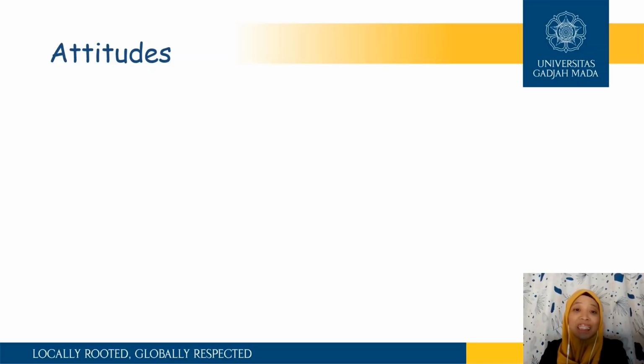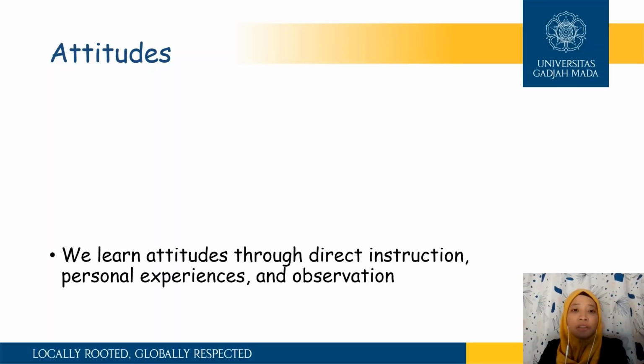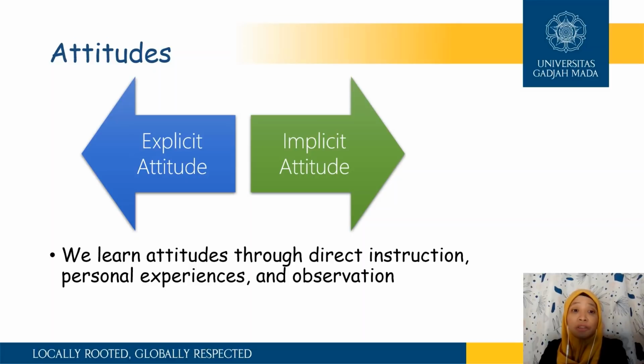Next is attitudes. Attitudes are basically any of our opinions about something, about a particular thing. There are explicit attitudes and there are implicit attitudes. The explicit attitudes are the attitudes that we are aware of. We're so conscious about it.